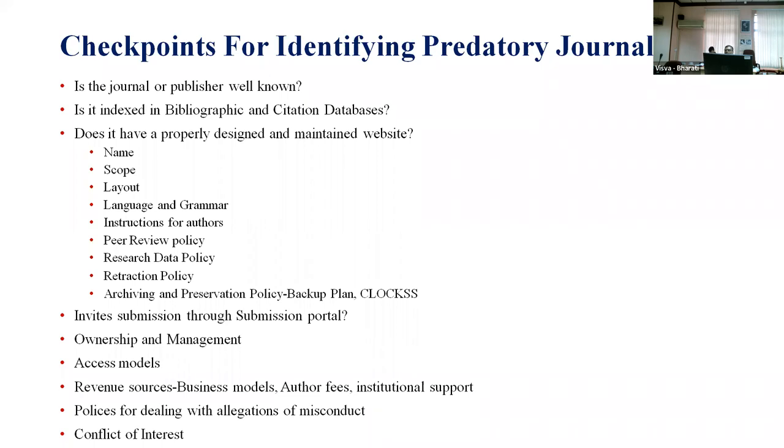Does it have a properly designed and maintained website, with name, scope, layout, language, grammar, spelling, instructions for authors, peer review policy, research data policy, restriction policy, archiving and preservation policy, backup, archives, and submission through a portal? Basically, predatory publishers invite manuscripts through mail, not through a portal. Reputed publishers tell us to submit our manuscript through their portal, not individually through mail. Ownership, management, access. These are very important points. Basically, peer review and important journals listed by the UGC have these important points.